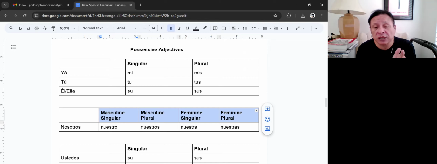Okay, and then plural is just adding s to make them plural. Me, add s, mis. Tu, add s, tus. Su, add s, sus. And nosotros: nuestro, add s, nuestros. Nuestra, add s, nuestras. Those are the possessive adjectives.